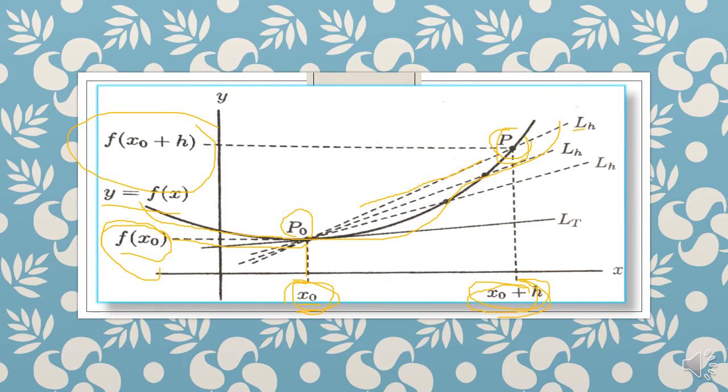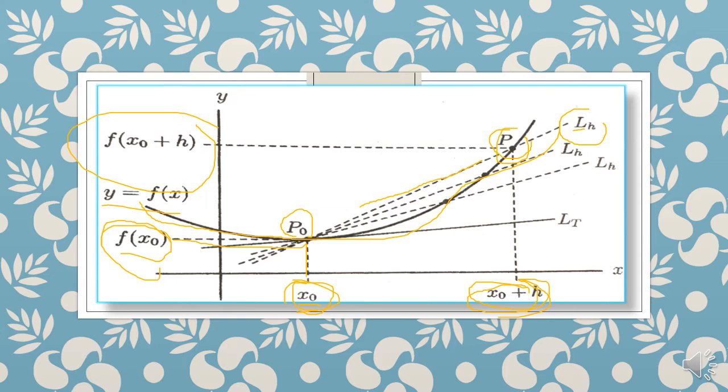The slope of the line L sub h, ang slope ng line natin dito sa L sub h, is m sub h equals f of x sub O plus h minus f of x sub O divided by x sub O plus h minus x sub O, or that is equal to f of x sub O plus h minus f of x sub O over h. So do not worry, class, andun yung discussion sa module natin.